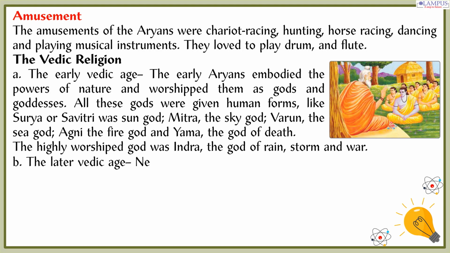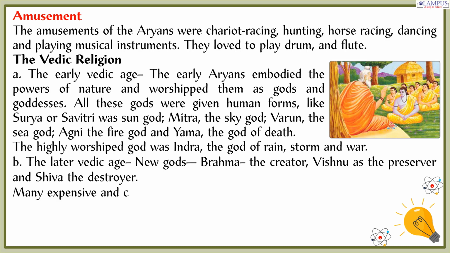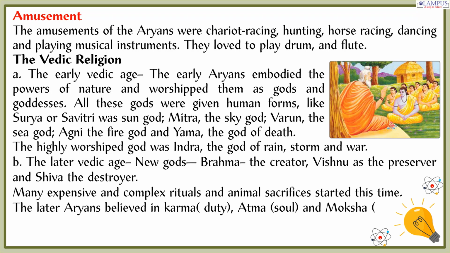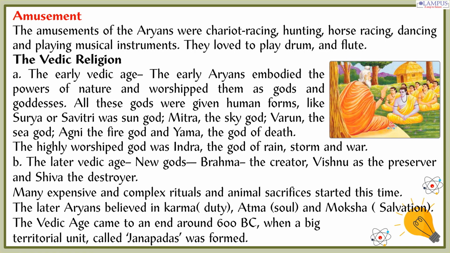In the later Vedic age, new gods appeared: Brahma the creator, Vishnu the preserver and Shiva the destroyer. Many expensive and complex rituals and animal sacrifices started at this time. The later Aryans believed in karma, duty, atma, soul, and moksha, salvation. The Vedic age came to an end around 600 BC, when big territorial units, called Janapadas, were formed.